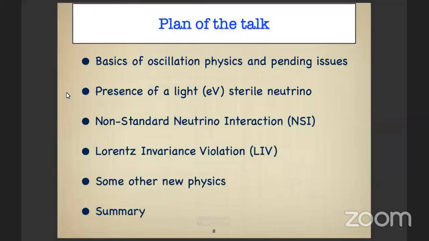Okay, this is the plan of my talk. So first, I will recapitulate some of the basics of standard neutrino oscillations and also highlight what are the pending issues that need to be resolved. Then I'll mainly focus on three different kinds of new physics, namely the presence of a light sterile neutrino, the presence of non-standard interaction, and also Lorentz invariance violation. And before concluding, I'll just mention briefly a couple of other new physics.